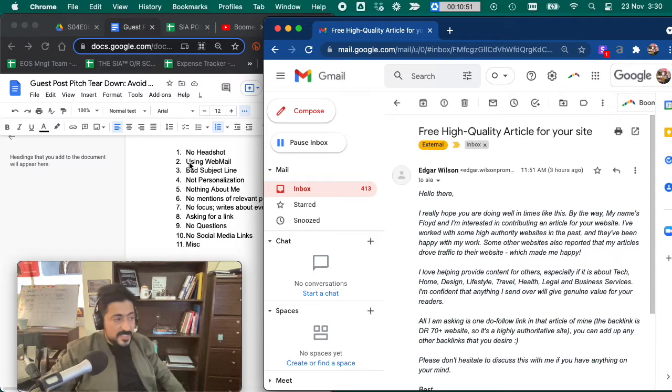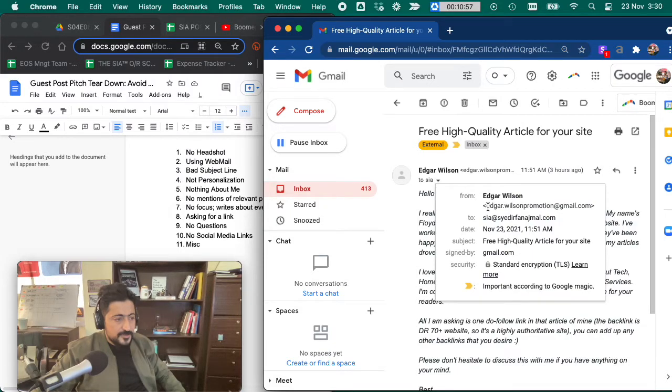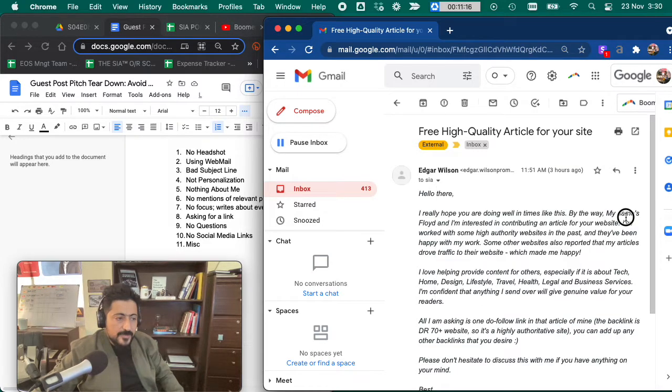Secondly, the second biggest mistake I would say is when you are using webmail. In this case, the person is using gmail.com, and I can see that it's not even the person emailing it, because it says Edgar.Wilson promotion. So even Edgar Wilson is using someone to do his promotion, and even then, it's not the actual email address, if you know what I mean. So that, I would say, is mistake number two.